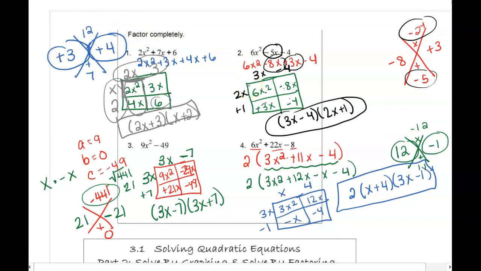All right, so when you do this, you should get 12 and negative 1 as your two numbers. So we're going to change the plus 11x to plus 12x minus x. And then once again, we're factoring what's on the inside. So we put it in the box, and you get x plus 4 and 3x minus 1, but make sure when you write this as your final answer, don't drop this 2. Your 2 stays the same. And remember, if you were to go ahead and expand this, you would end back up where we started because these are the same things, just written differently.